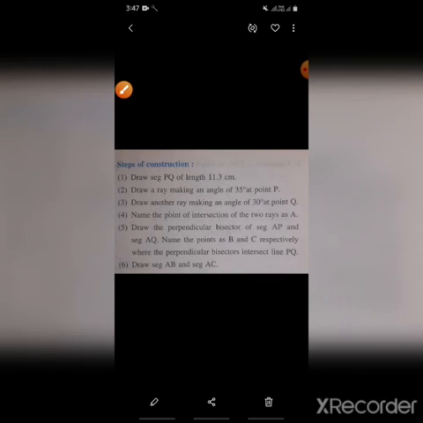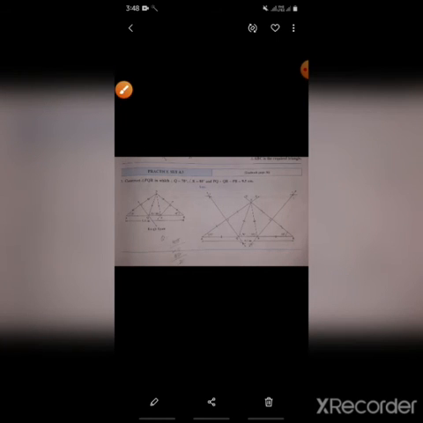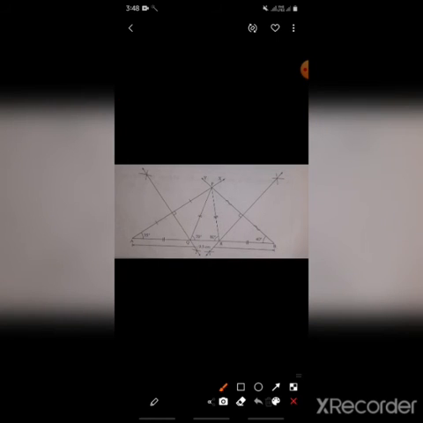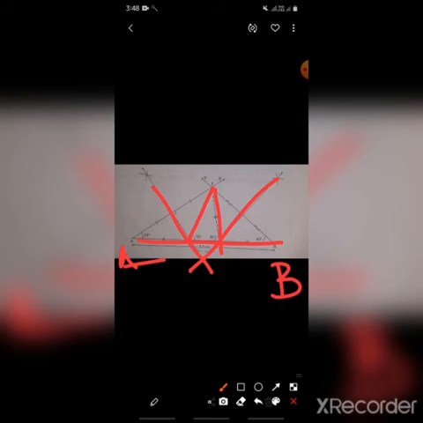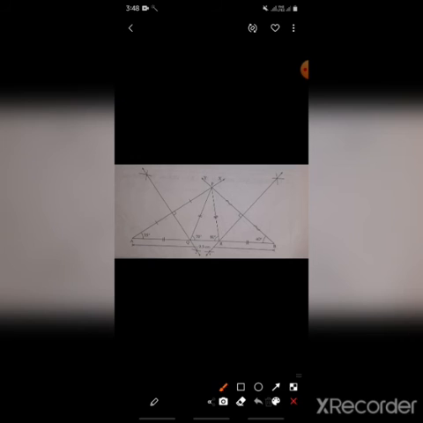Okay, then the next point is to name the points B and C. We put them according to our sum, where the perpendicular bisector intersects PQ. Then we have to draw these 2 lines where the perpendicular bisectors join, from A and B. So this perpendicular bisector intersects the line AB, and these 2 points we have to make with the help of these 2 points, PQ and RQ.